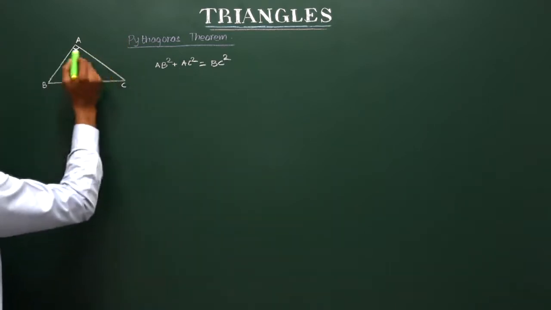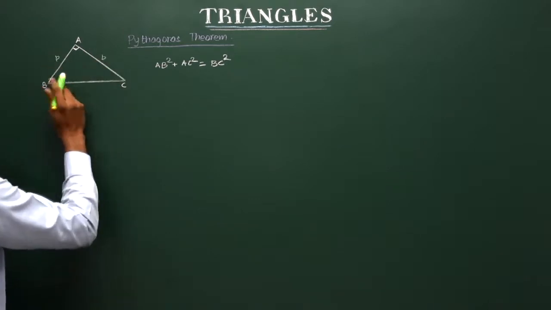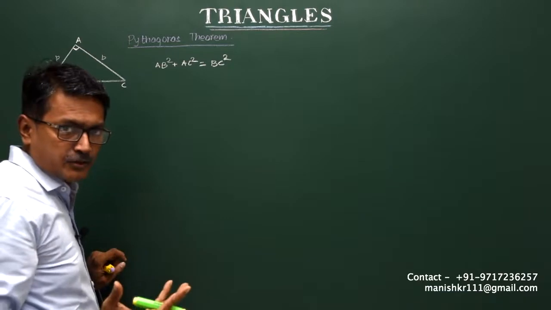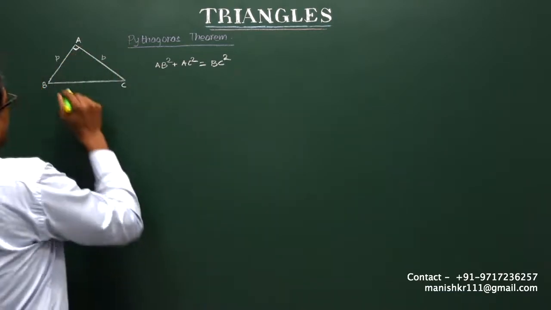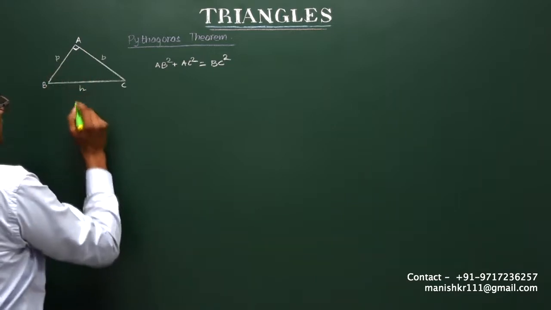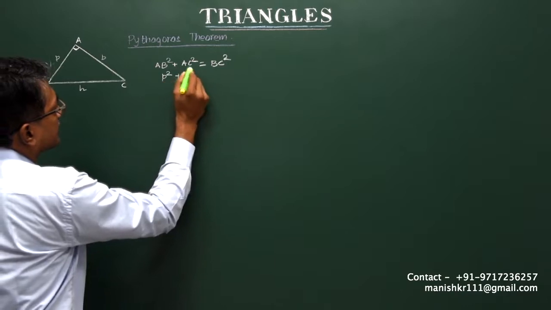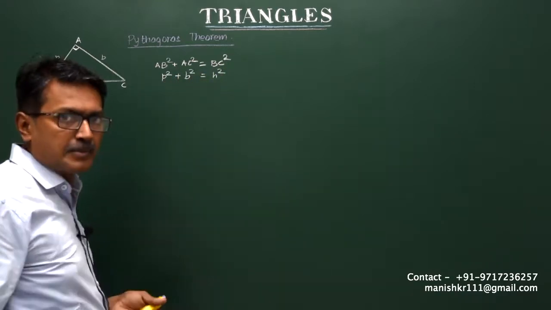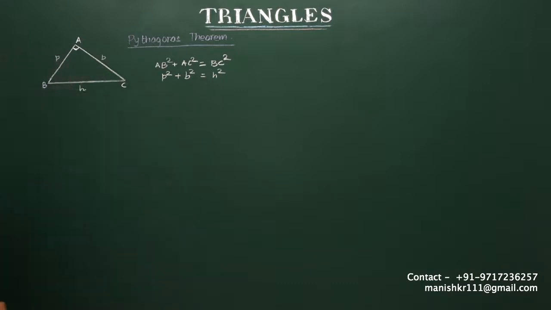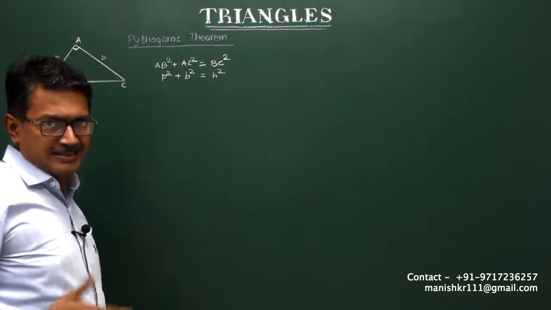You can choose to call this the base. At times we do that. This the perpendicular, but that is not a very strict choice. You may switch it. You may call this the perpendicular and this the base. Okay. And this is the hypotenuse. So you can also say that perpendicular square plus base square is equal to the hypotenuse square. This is what the Pythagoras theorem is. Now, there is an interesting proof of it which was done by Pythagoras himself that we'll discuss next.